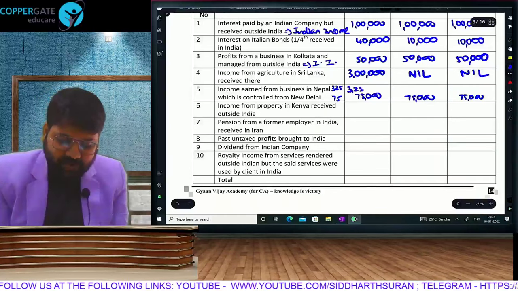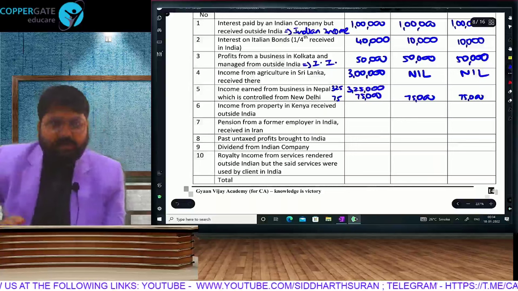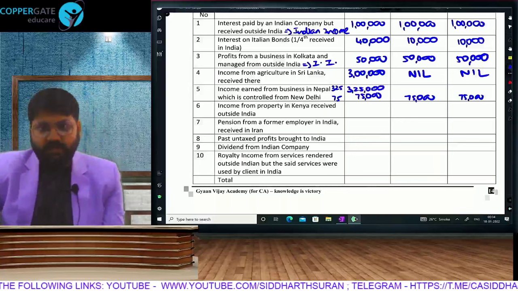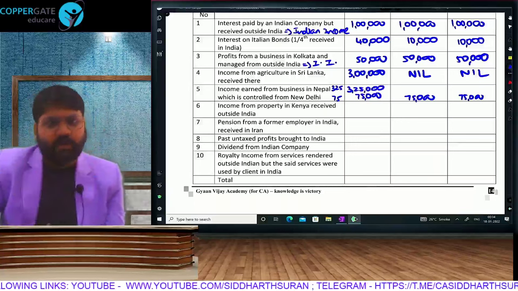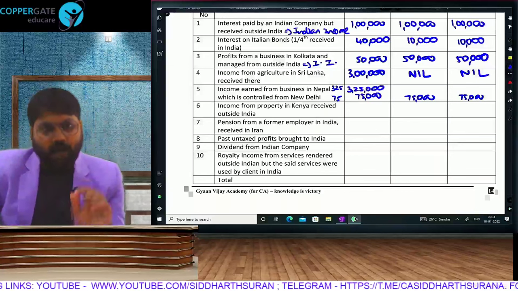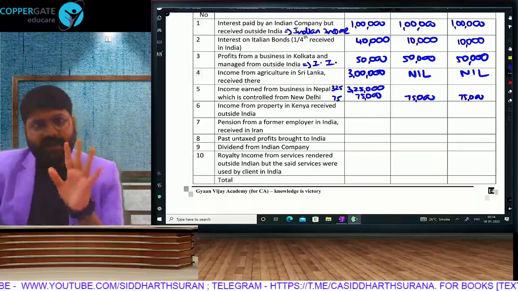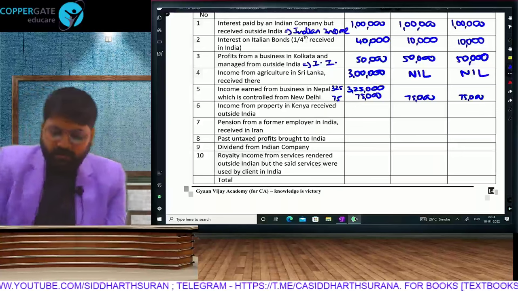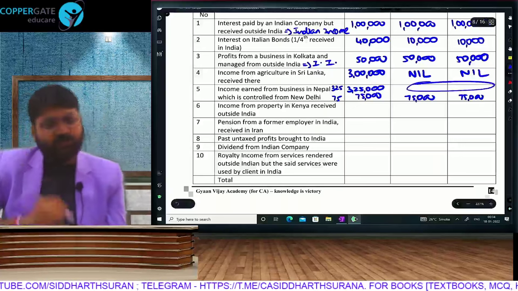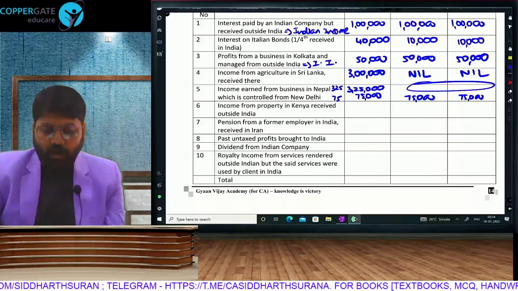325 will also come. Yes or no? Because ROR has to pay tax on world income. You got confused because you are thinking about all three columns together. Out of 4 lakh, 75,000 tax treatment is over. In 325, the first column is over. Now, we have to just fill up these two things. We have to decide whether 325 is taxable or not taxable.